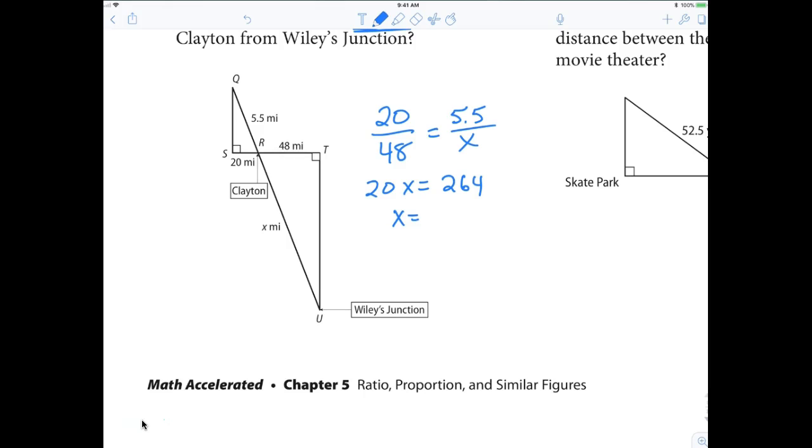And what'd you get? 13.2. We would say miles. Very good. That's perfect. All right, Abby, let's look at the next one.